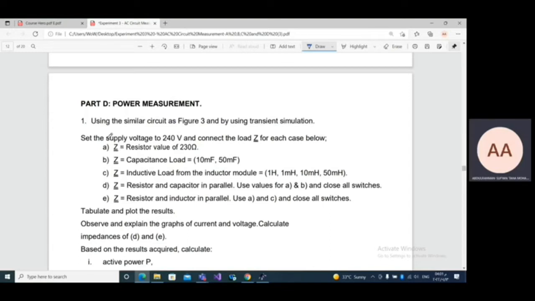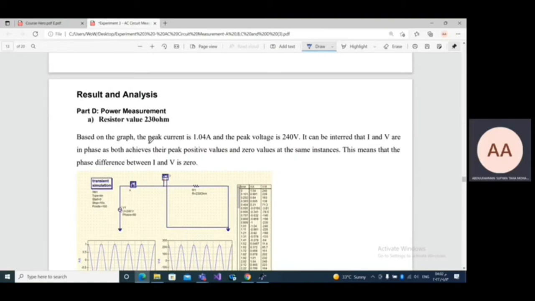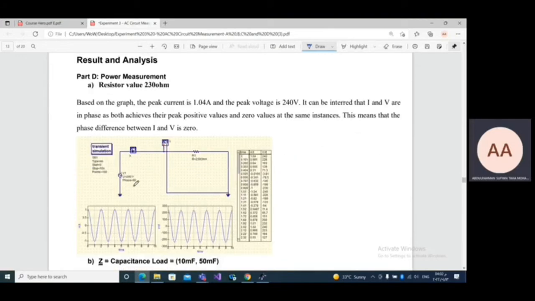So in part D, we are talking about power measurement. We have a simple circuit with a 240 AC source and load Z. It could be a resistance of 230, or capacitive 10 or 50 millifarad, also inductive 1 Henry, 1 millihenry, 10 millihenry and 50 millihenry. So in part A, we have a simple circuit with a 240 AC source at 50 hertz, and the phase is 90 degrees.